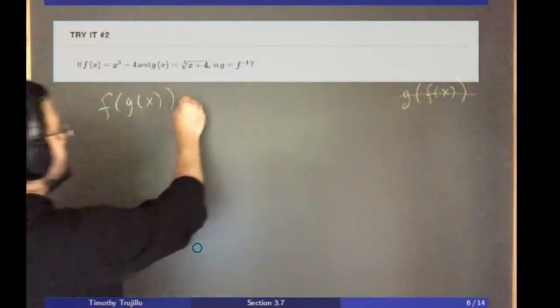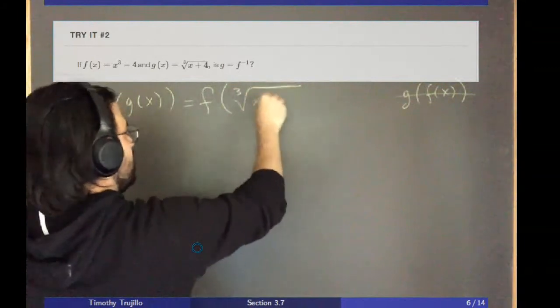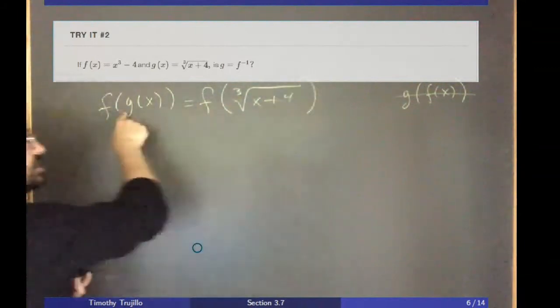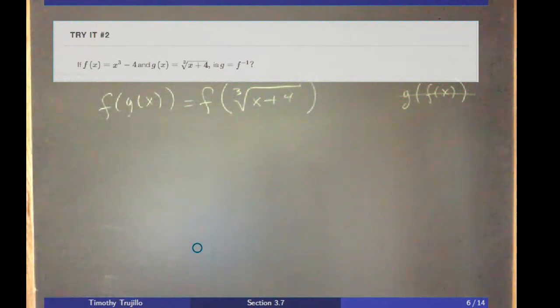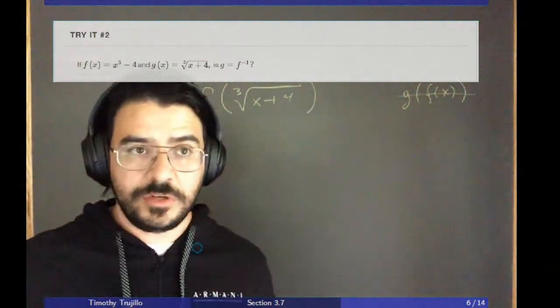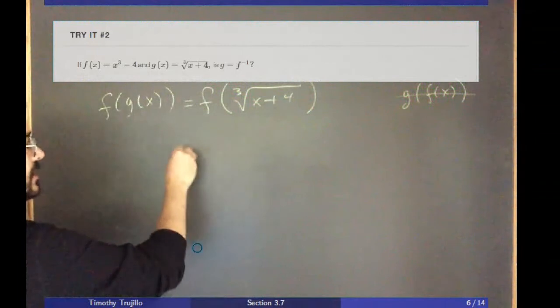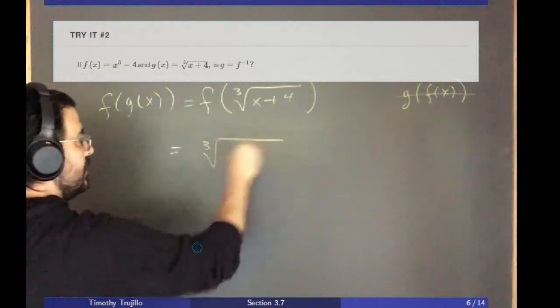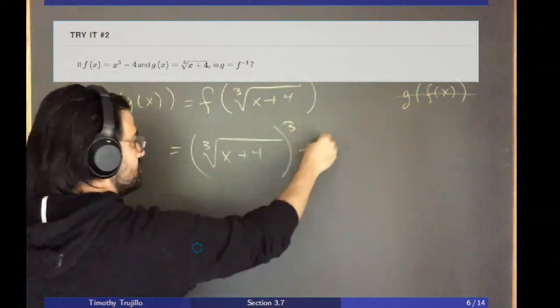So this is going to be equal to f of the cube root of x plus 4. All I'm doing is replacing g of x with what it's equal to, the cube root of x plus 4. Okay, now we can use that formula for f of x. F of x takes the input and cubes it and then subtracts 4. So here's our new input. So it takes that input and it cubes it and then subtracts 4.